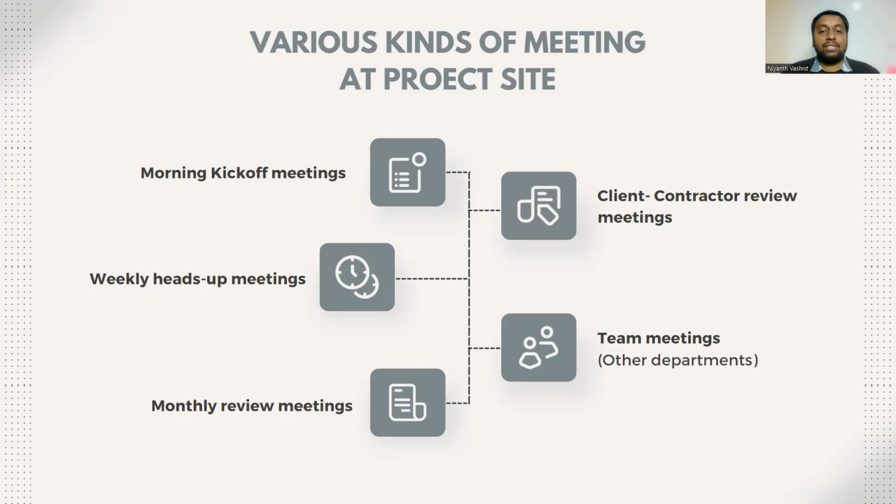The second kind of meeting is a client contractor review meeting. Based on the performance of the contractor, the client will bring the contractor in for a review meeting on whether they are doing things on time, whether they are not doing well, whether there is an issue, whether the client is happy with it. So these kinds of review meetings will happen.